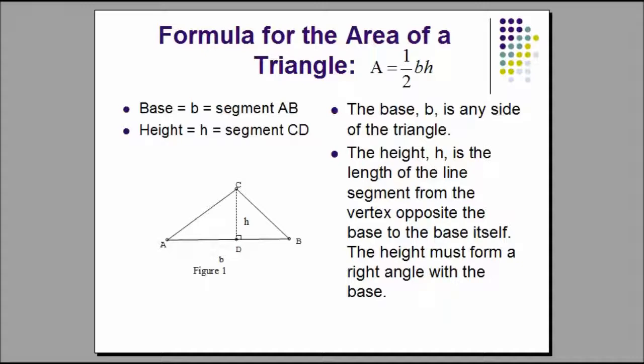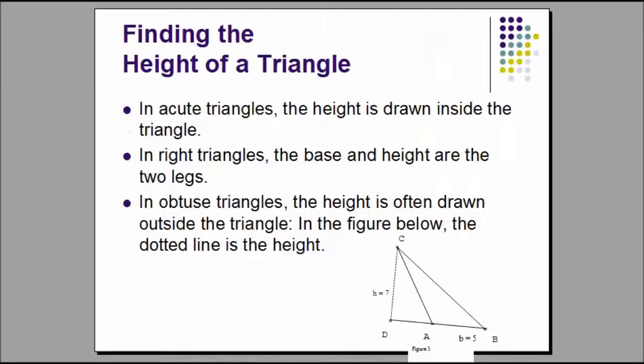The base can be any side of a triangle, and the height H is the length of the line segment from the vertex opposite the base to the base itself. The height must form a right angle with the base. It's important to be able to find the height of a triangle.